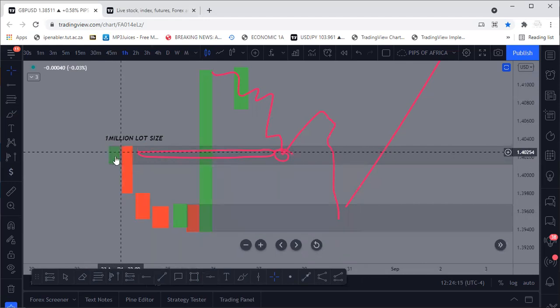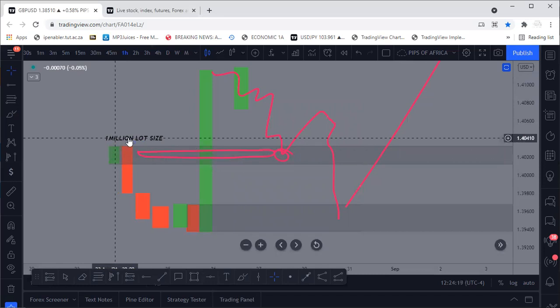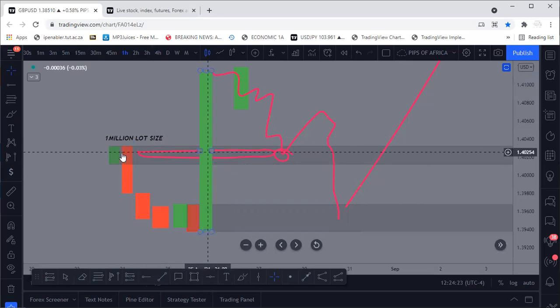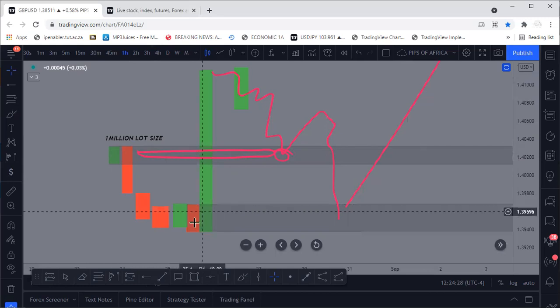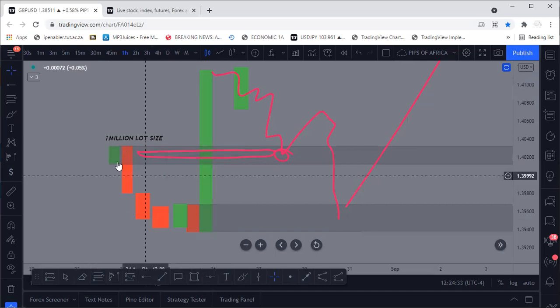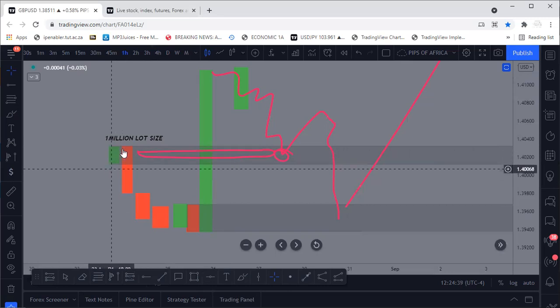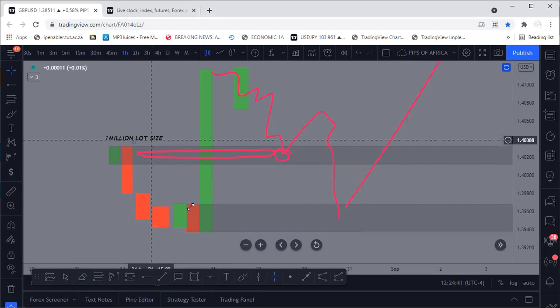When the market maker was introducing the supply, they used what? 1 million lot size. If they want to break this supply, this order block here, they have to use a bigger lot size than the one that they used here. This order block was introduced by 1 million lot size.